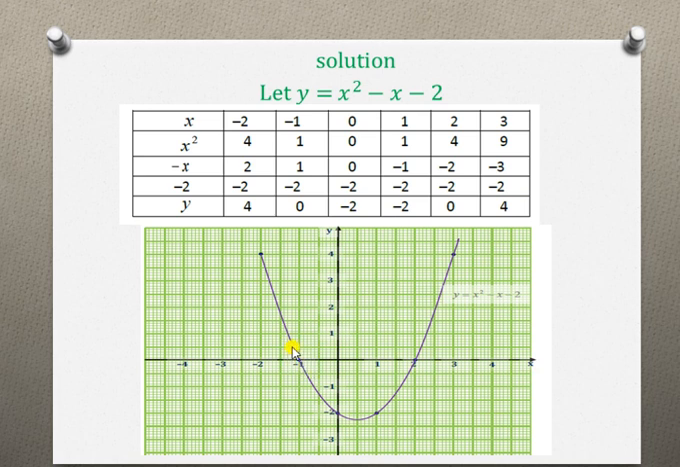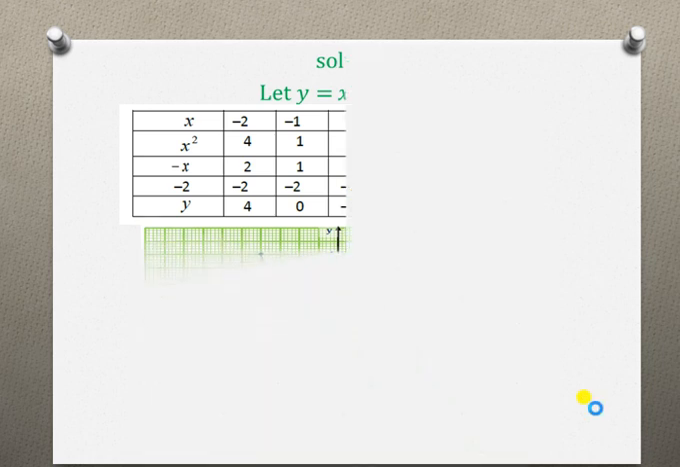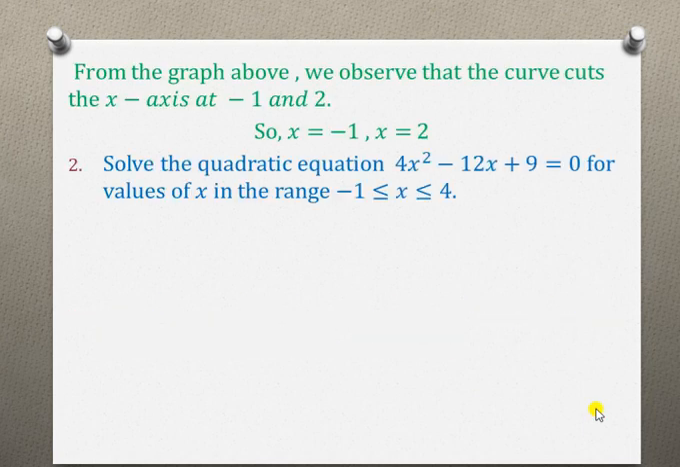Now, in this case, we realize the curve has cut the x-axis when x is equal to -1, and again it has cut the same axis when x is equal to +2. It means our solution is going to be -1 and +2, and those are going to be your values of x. So let's look at that conclusion. We can now conclude that from the graph above, we observe that the curve cuts the x-axis at -1 and 2. So x is equal to -1 and x is equal to 2.